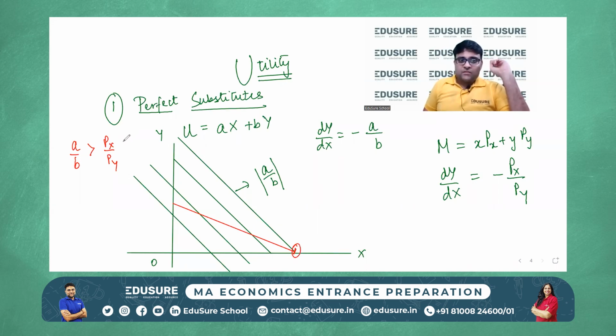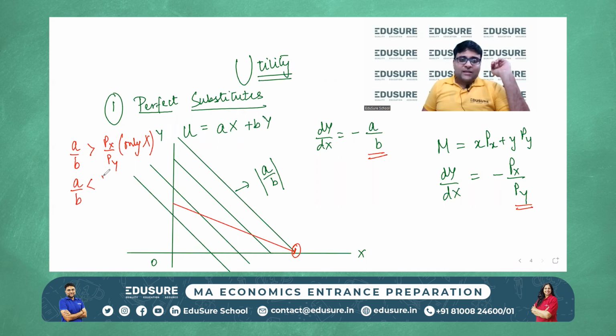So this is a situation where the consumer will consume only x. If the slope of the budget line is lower than the slope of the indifference curve, I as a consumer will consume only x. Yes, it's very, very similar to linear programming. You must have done this a lot there.